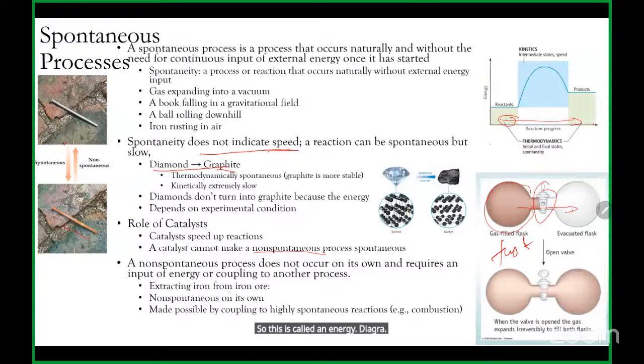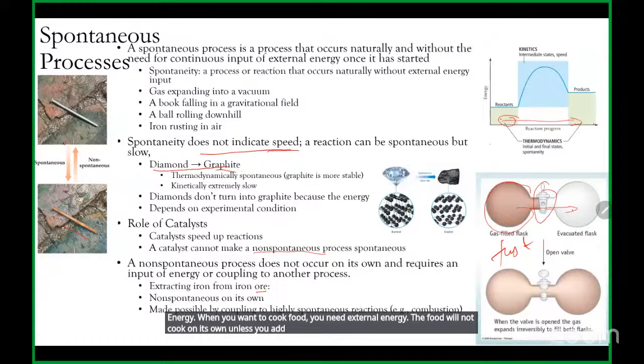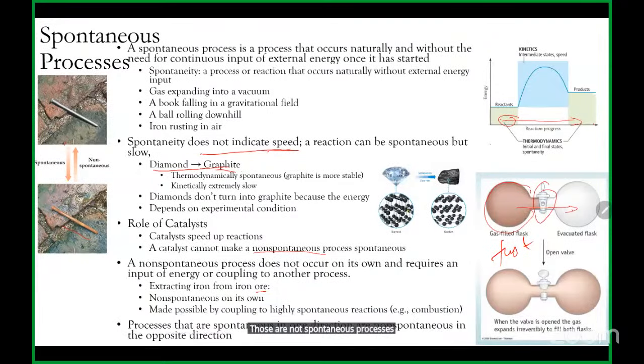When you want to extract iron from ore, you need external energy. When you want to cook food, you need external energy. The food will not cook on its own unless you add fire to it. So those are not spontaneous processes, but digestion is a spontaneous process.